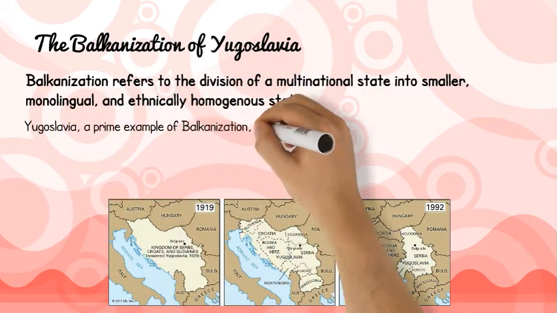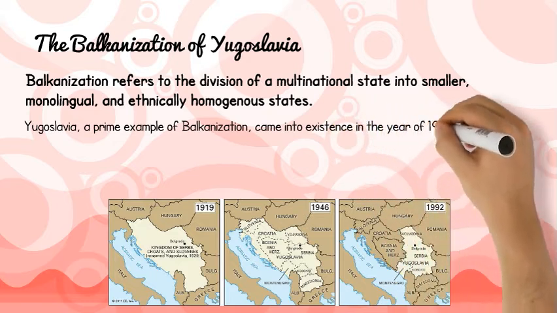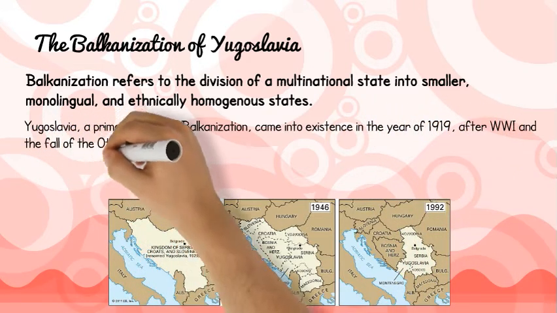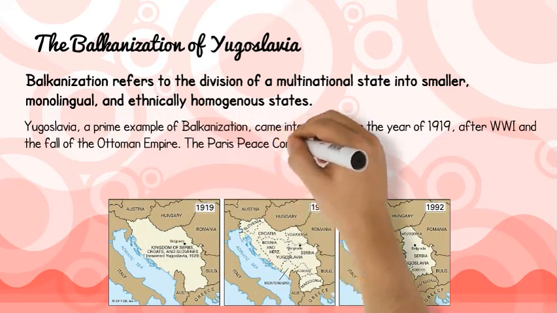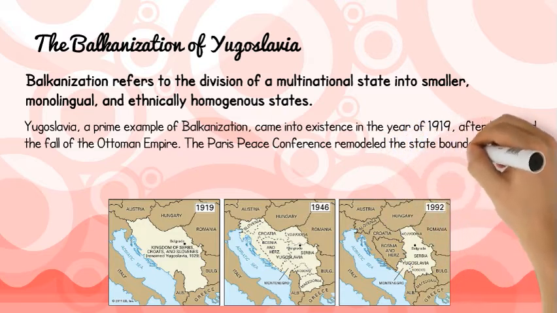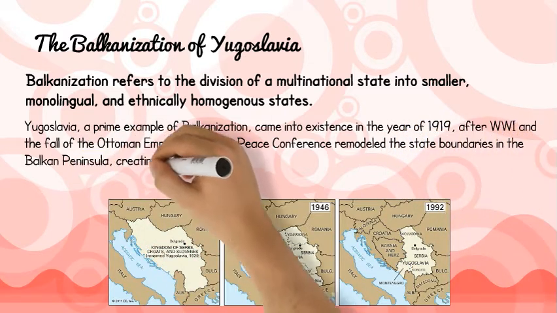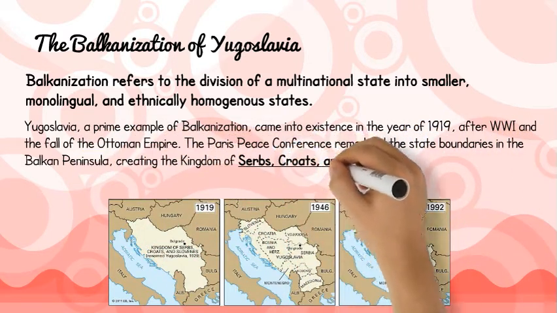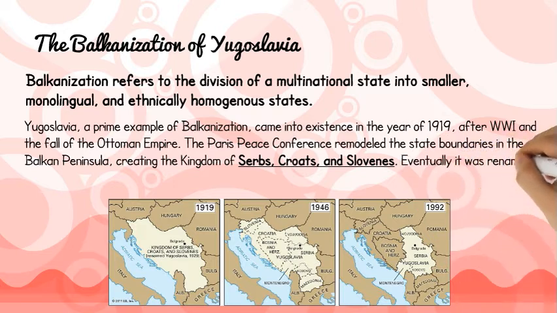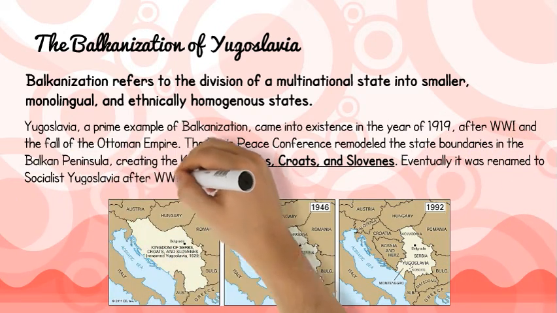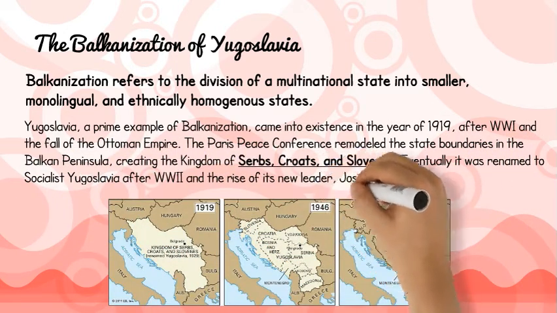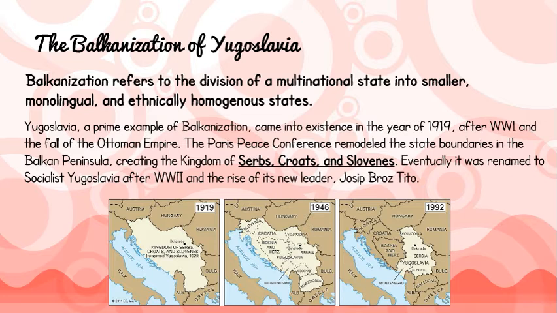Yugoslavia, a prime example of Balkanization, came into existence in the year 1919, after World War I and the fall of the Ottoman Empire. The Paris Peace Conference remodeled the state boundaries in the Balkan Peninsula, creating the Kingdom of Serbs, Croats, and Slovenes, which eventually was renamed Socialist Yugoslavia after World War II and the rise of its new leader, Josip Broz Tito.